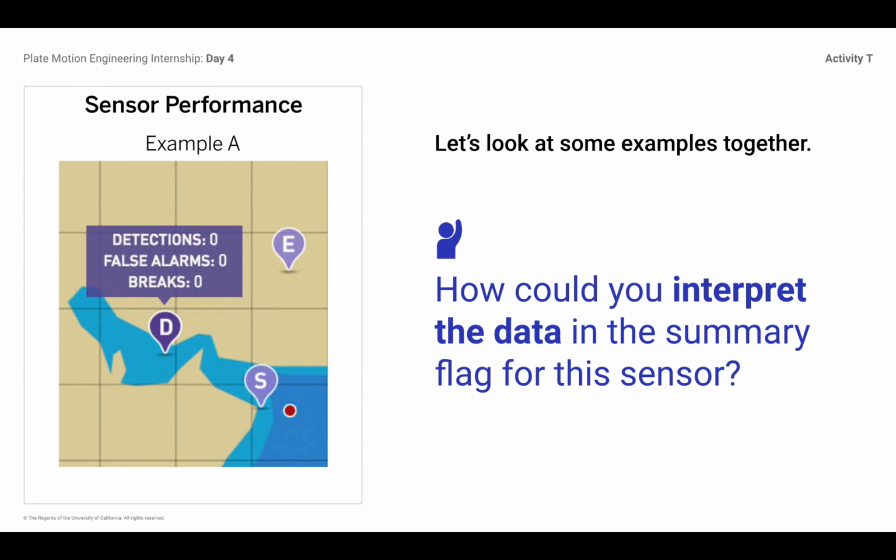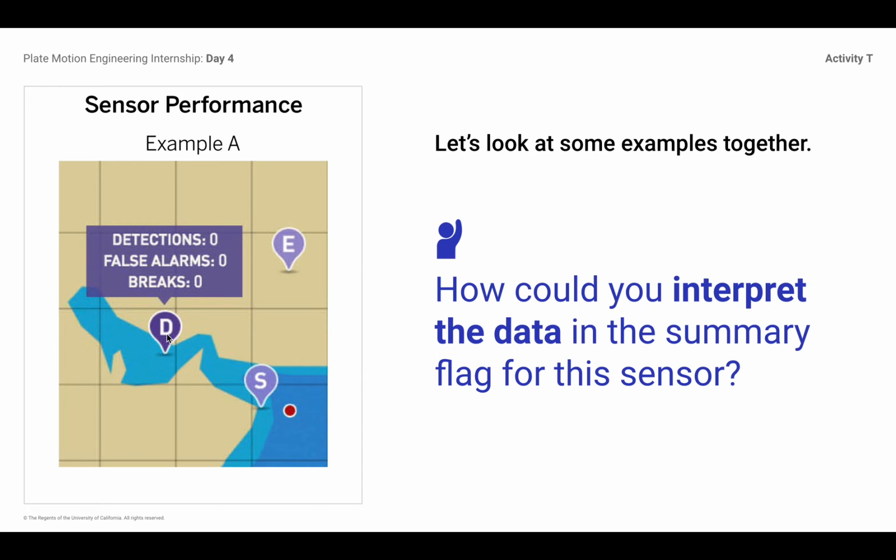So if I had this, how could you interpret the data in the summary flag for this sensor? Well, first of all, I have an earthquake sensor here. I've got a shallow sensor here. I'm not looking at those. They're not highlighted. They're kind of faded. So that's not what I'm talking about. I'm talking about this one here.